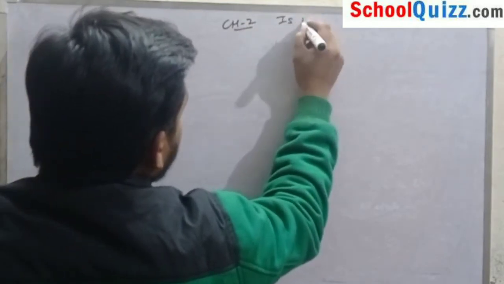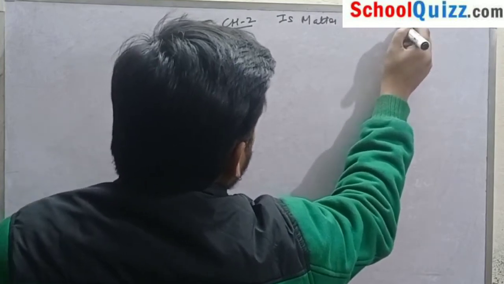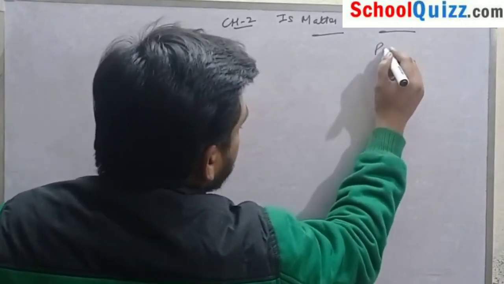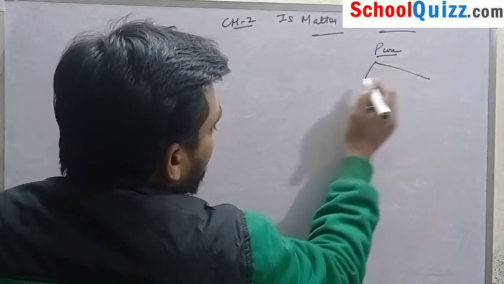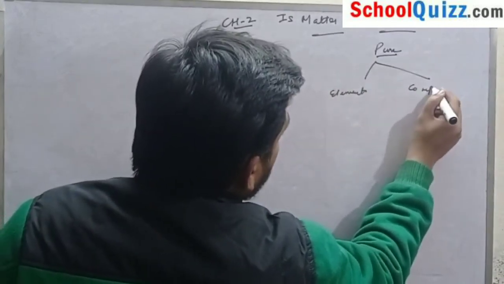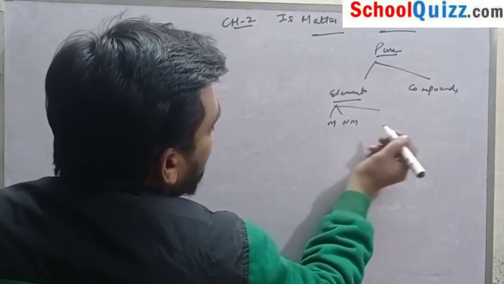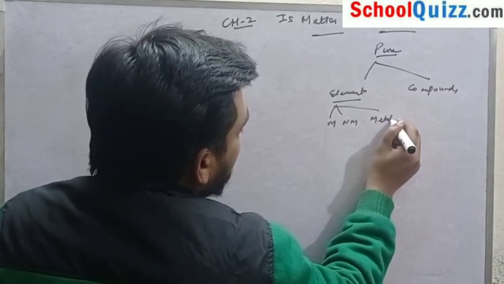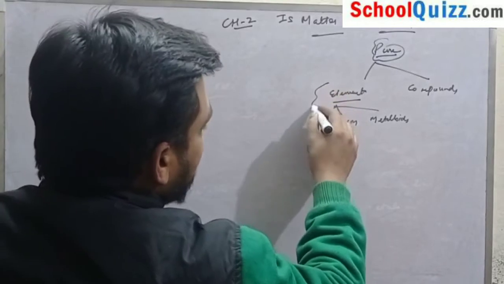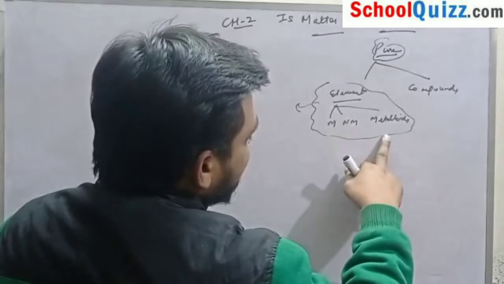Chapter number 2 is matter around us pure. First of all, I will give you a brief introduction. Pure substance can be classified as elements and compounds. Elements are of three types: metals, non-metals, and metalloids. We have discussed what is a pure substance and its classifications, and in our second video we have discussed what is an element and what are its types.